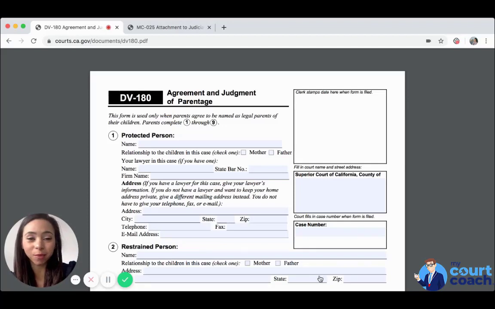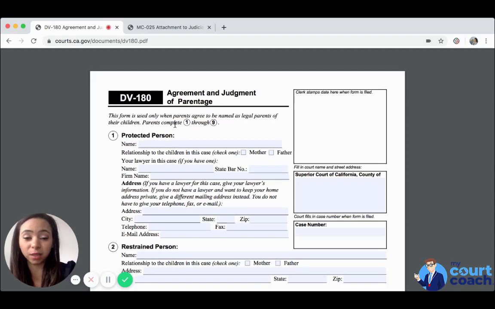I'm Jalen, and I'm going to be your instructor as we navigate through Form DV-180, Agreement and Judgment of Parentage. Now, this form is used only when both parents agree to be named as legal parents of their children. So the parents have to complete sections 1 through 9.